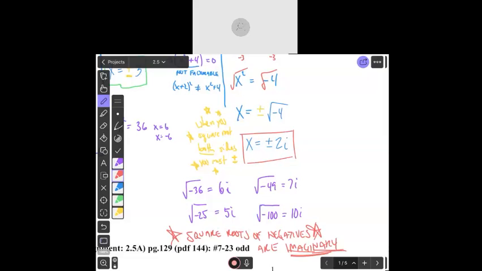And if you did have to type this into WebAssign, you'd have to type x equals 2i and then comma, negative 2i, like that. Since there's no plus minus button in WebAssign, it would just ask you guys for a comma separated list.